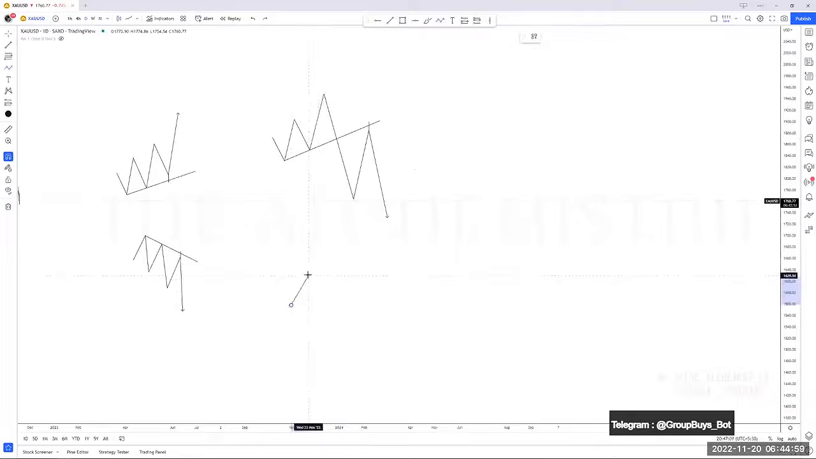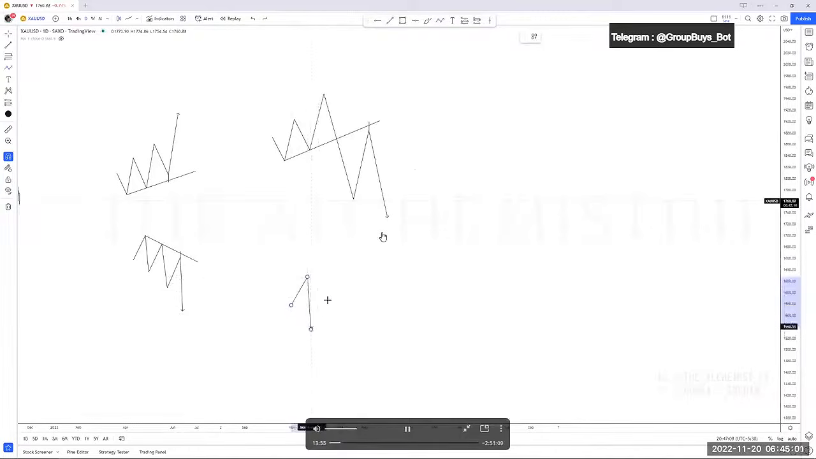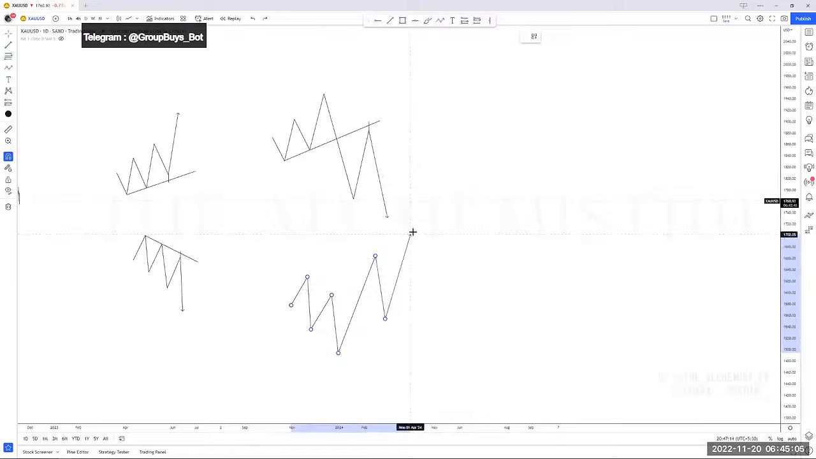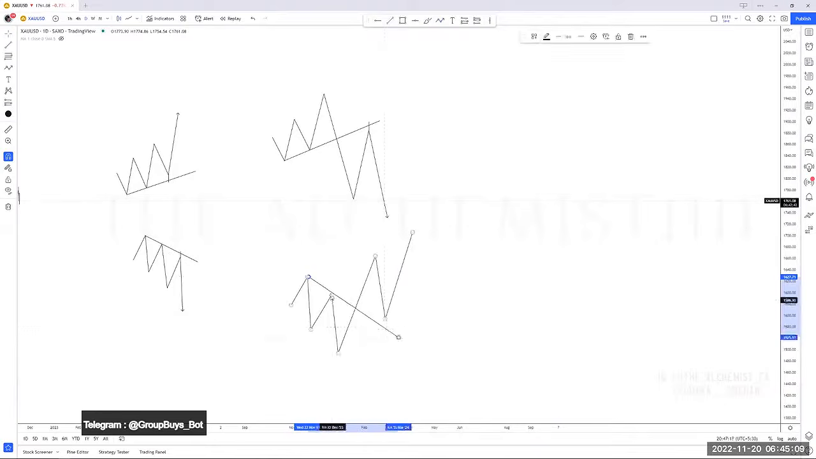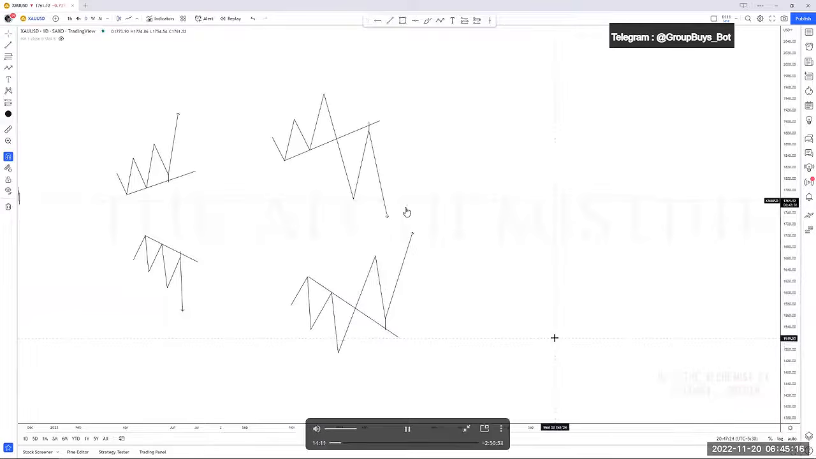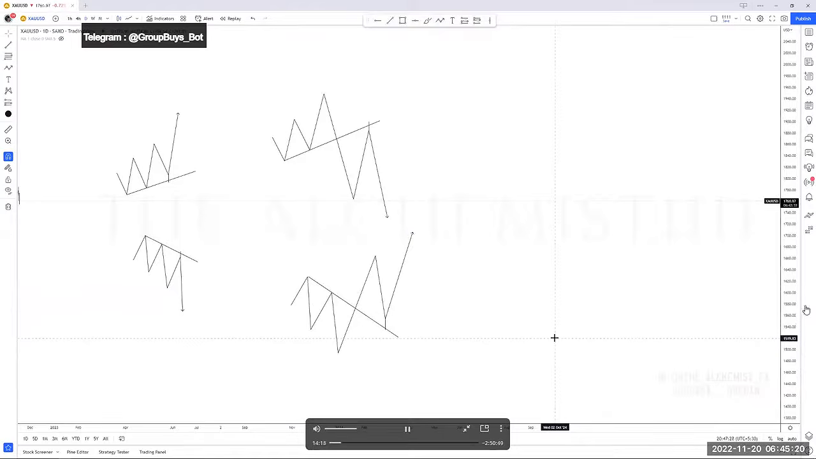And same thing. Let's say we have something like this. Second touch, now it is broken. What happens? Then it turns into a support and goes up. This will be the next one. Same thing: first touch, second touch. Once it breaks, we can expect price to tap into that and then go back up.